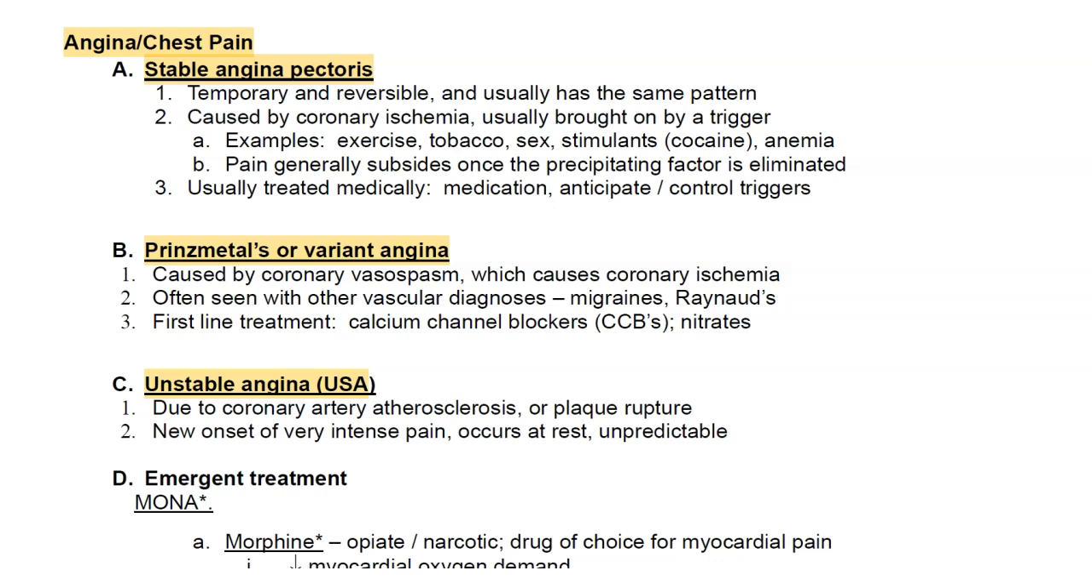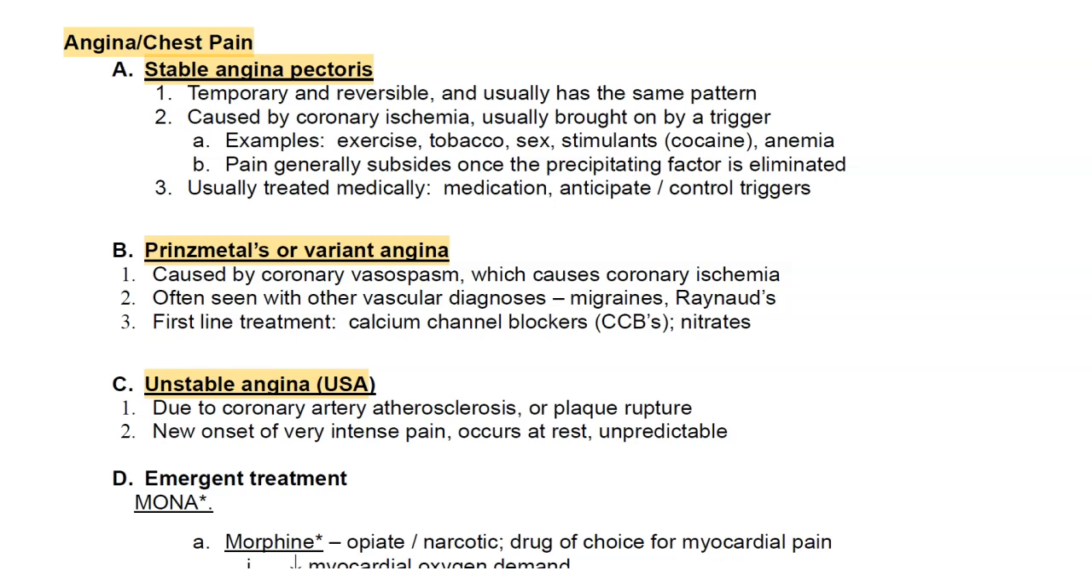So for some patients, exercising can start causing some chest pain. And so typically with stable angina, once they stop that activity, then their symptoms get better. And other examples would be tobacco, sex, stimulants such as cocaine, and anemia. Now, pain generally subsides once the precipitating factor is eliminated.